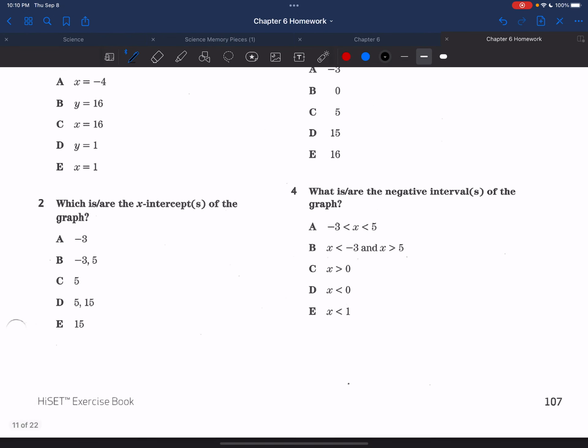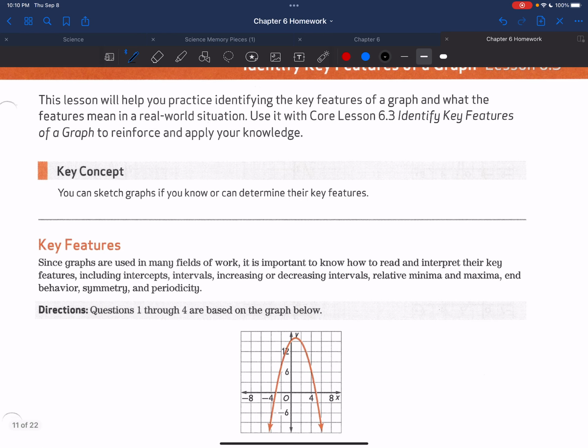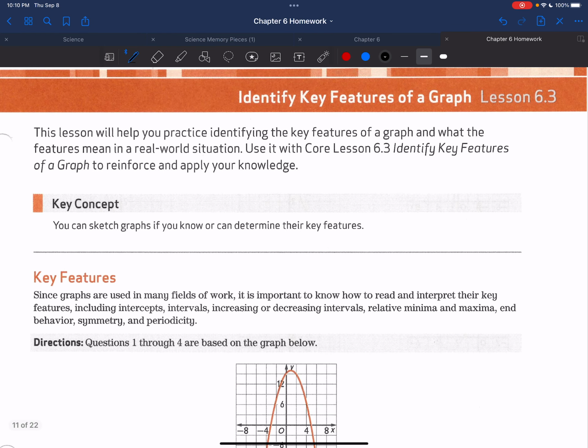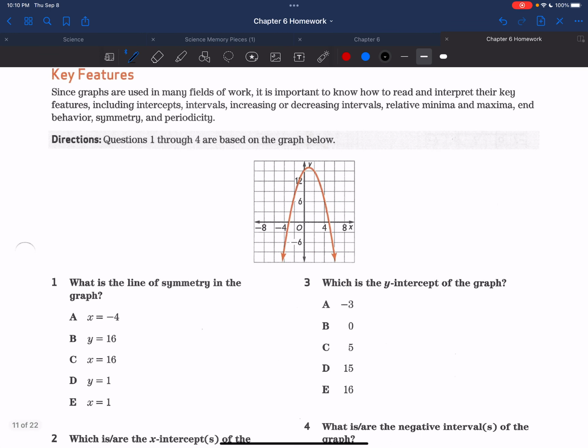I am on page 107 in the exercises book. We're looking at lesson 6.3, and this is the exercise set for identifying key features of a graph. I want to go ahead and take a look at these.